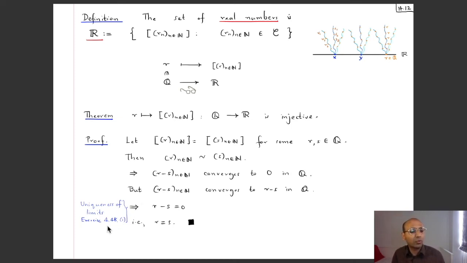So this is actually one of the homework exercises that you'll soon do. By the uniqueness of limits, since we know that this constant sequence R minus S converges to both 0 as well as R minus S, this R minus S has got to be equal to 0. In other words, R is equal to S. So we took two rational numbers and we assumed that their images are the same under this map. And now we have shown that the two rational numbers must then be coincident. In other words, this map is injective.